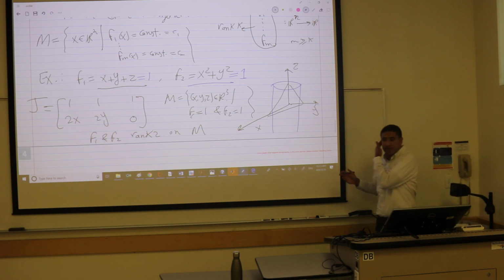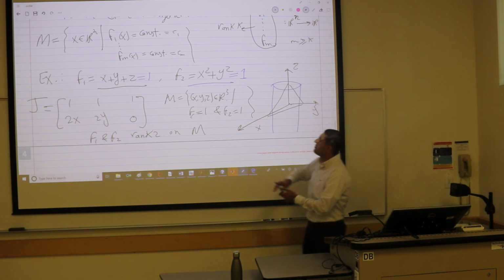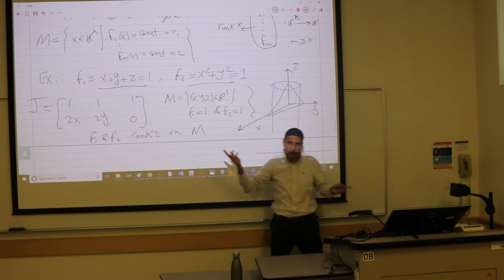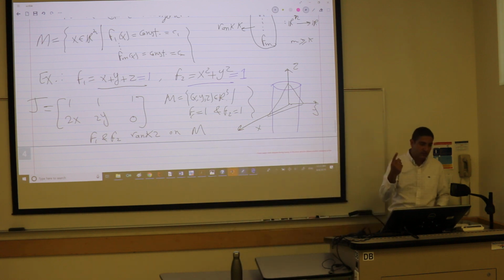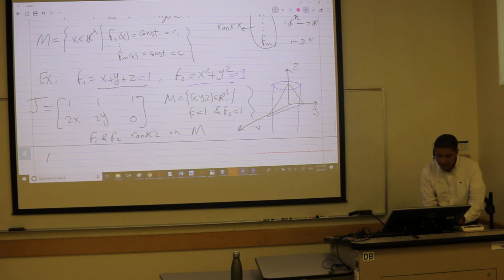So it's as if you have 3 coordinates, x, y, and z, but you have 2 constraints, right? So how many degrees of freedom are you left with? It's just 1 degree of freedom. So actually M is a one-dimensional manifold.